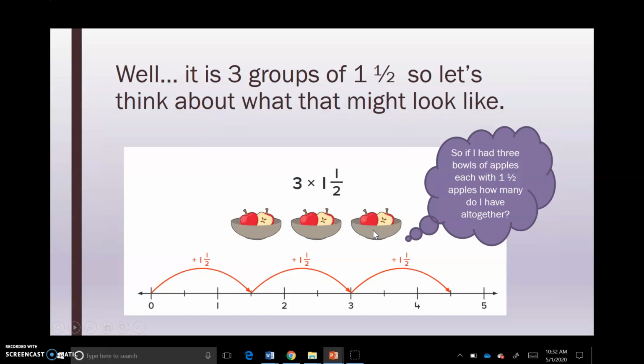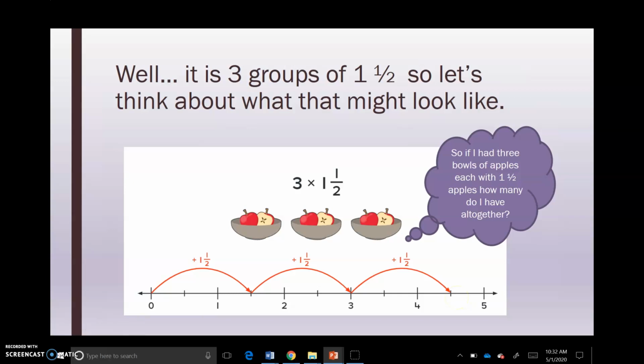Well, I can clearly see I have 3 full apples, and then I can piece the halves together. So I'm going to end up with 4.5 apples. And the number line is a great resource for this as well, because I'm going to add 1.5 every time. We know multiplication is just repeated addition, so feel free to do that as well.